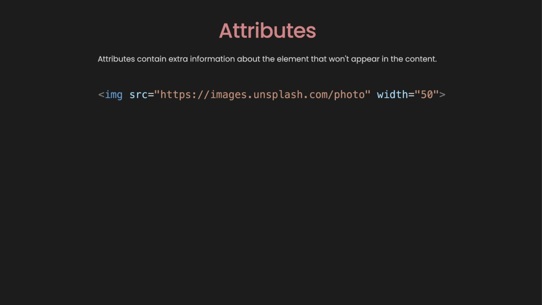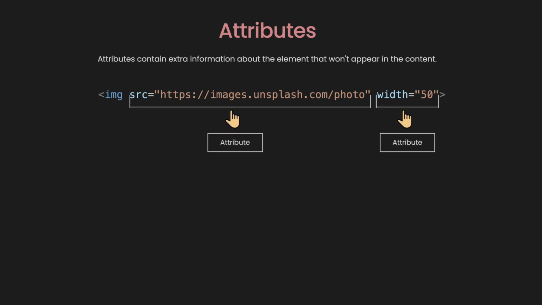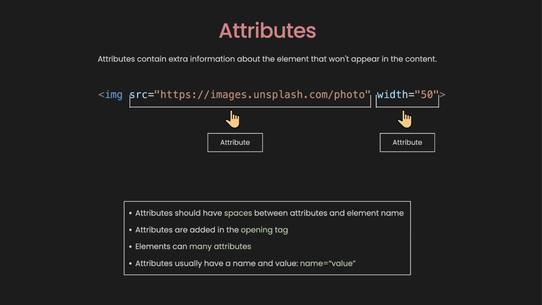Elements also have attributes which contain extra information about the element, and it will not appear in the content. In the example, the image element has two attributes, src or source to specify the path of the image, and width to specify the width of the image in pixels. With the example, you can see that attributes should have a space between the attribute and the element name. Attributes are added in the opening tag. An element can have many attributes.